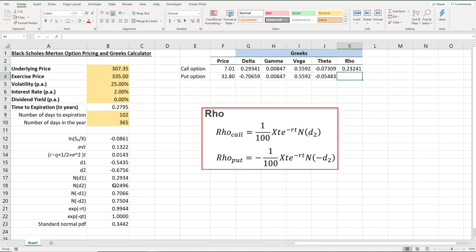Now let's finish up with the put option's rho. So that will be negative 1 over 100 multiplied by the exercise price B4, multiplied by time to expiration B8, multiply by B21, then multiply by B20. So the rho of the put option is negative 0.6985, which denotes that if the interest rate or the risk-free rate were to increase by 1%, the put option price will decline by approximately 70 cents.